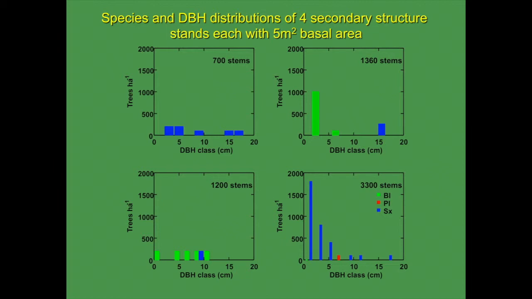So some projections, like if you have 5 meters squared of basal area, and you can have that in different distributions. What are these things? The blue is spruce, the red is pine, the green is subalpine fir. So these are surviving secondary structure. This is all spruce, across a range of different diameters, and it adds up to 5 square meters. This is a whole bunch of subalpine fir and a bit of spruce. It adds up to 5 square meters, 1,300, 700, 1,200 stems, subalpine fir, some spruce. A bunch of spruce, one of the little ones, adds up to 5 square meters.